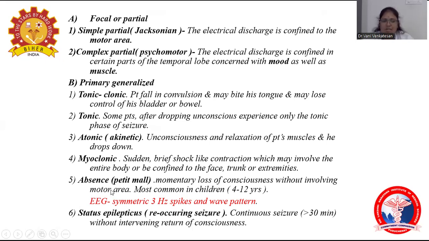In myoclonic seizure, there is a sudden brief shock-like contraction of the muscles of the extremities. Absence seizure we call petit mal seizure, most common in children between 4 to 12 years of age. Here the typical EEG pattern is a 3 Hz spike and wave pattern. And the last one is recurring seizure, which we call status epilepticus. If the seizure episodes last for a long time, we classify it as status epilepticus.